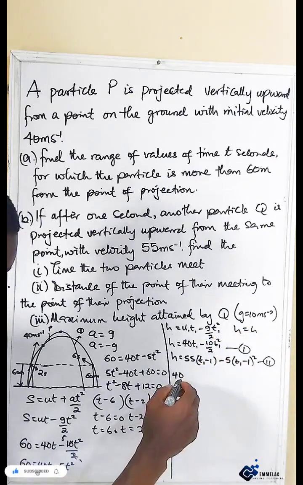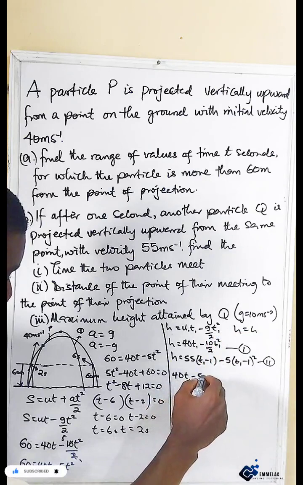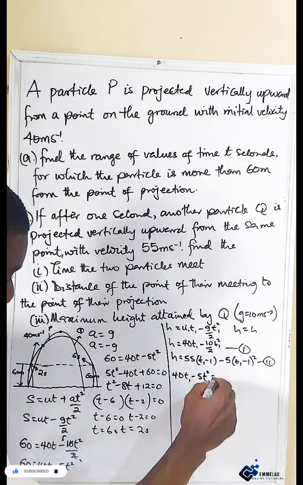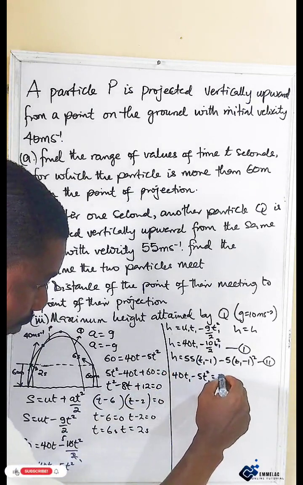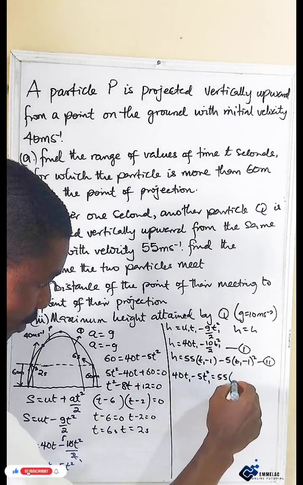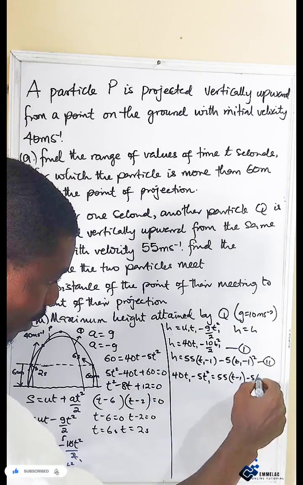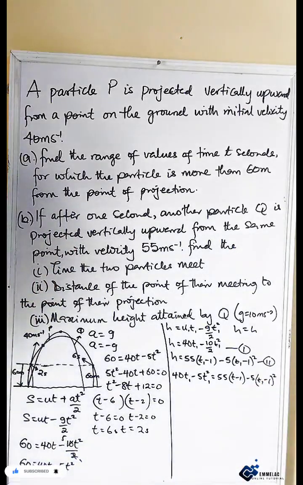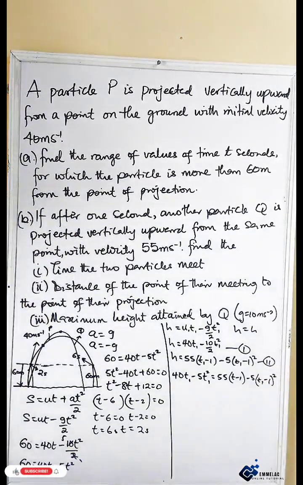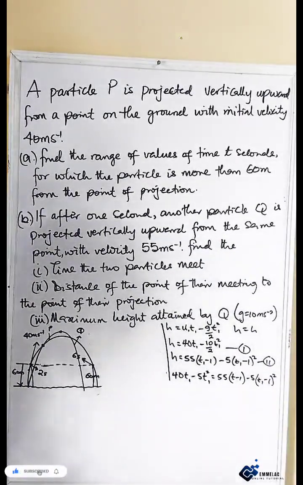So 40 T1 minus 5 T squared 1 equals, at this point here, 55 into T minus 1 minus 5 into T1 minus 1 all squared. Okay, so at this point now we need to expand and simplify.